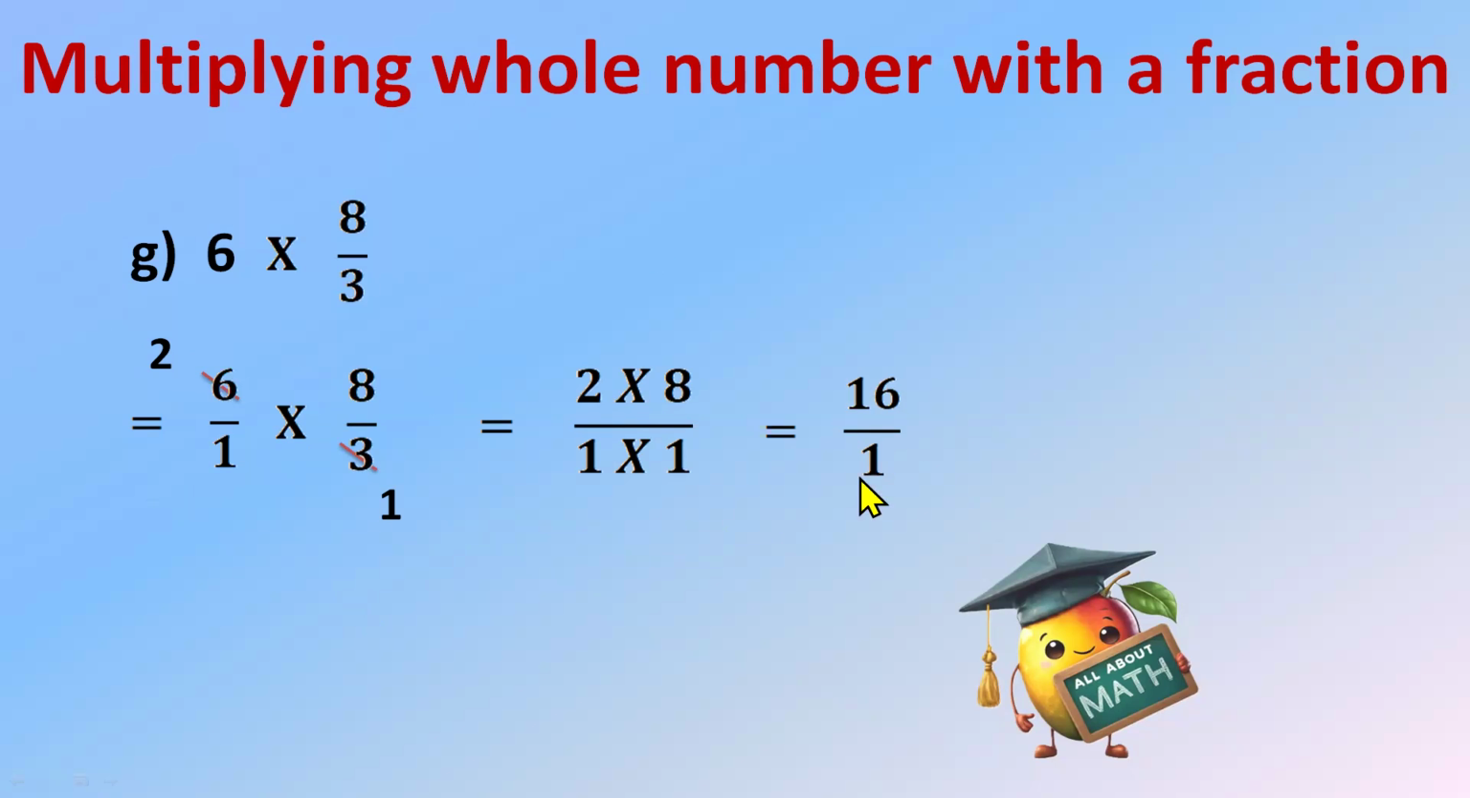Now I have the new denominator 1. So I can skip the 1, because if I write only 16, it also means the denominator is 1. Let's write the whole number then, 16. So we got our answer. This way you can multiply any whole number with a fraction as well. Just write down the denominator 1 yourself, and the rule is exactly the same.